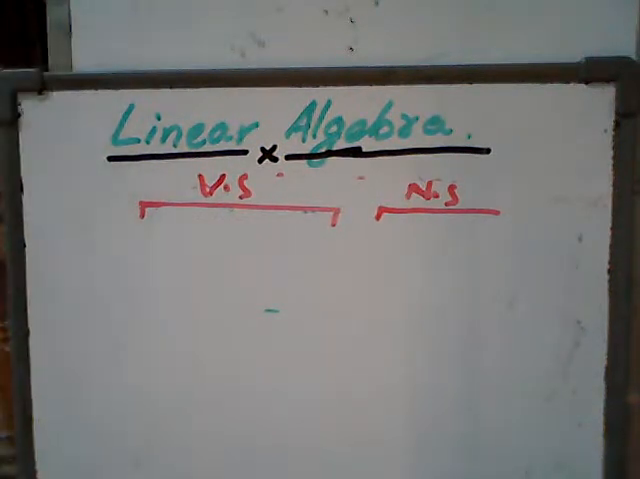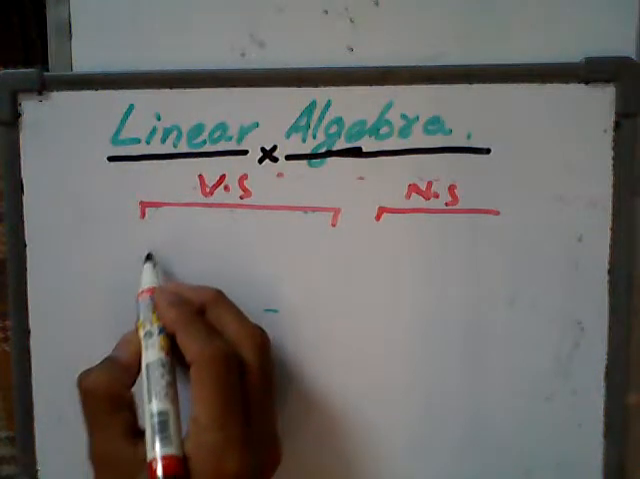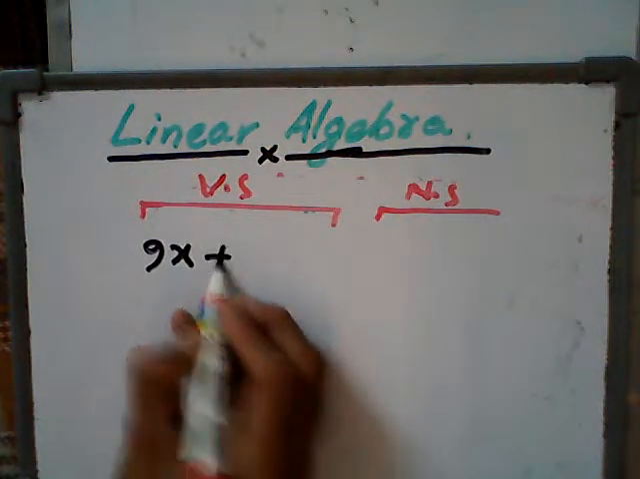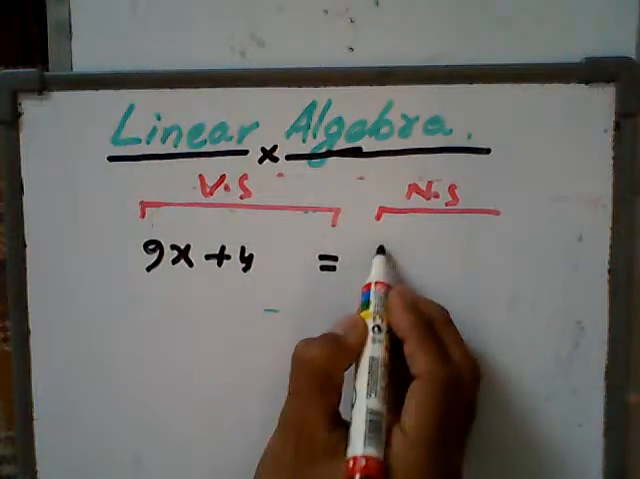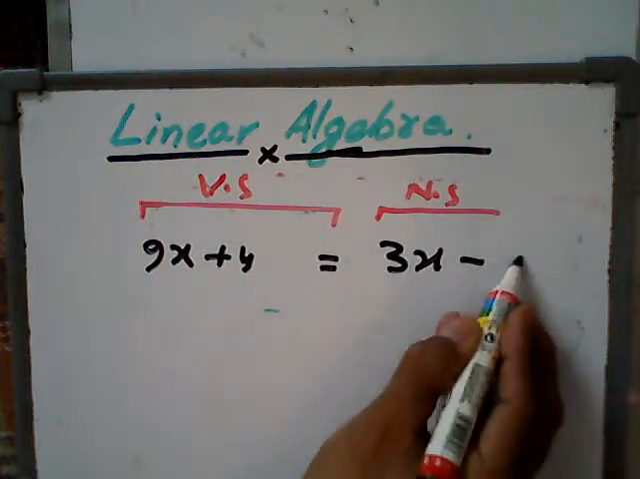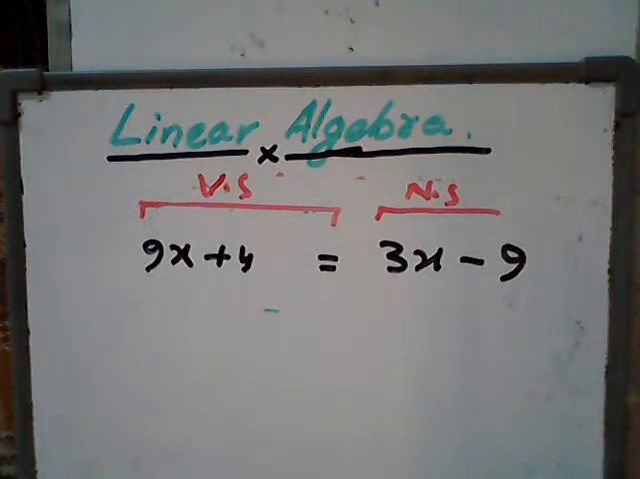Now the next question. This is an interesting question: 9x plus 4 is equal to 3x minus 9. Here we could see that again we'll be checking which is the right place and which is at the wrong place. So we'll be looking for those numbers which are in the right place and which are in the wrong place. So now let's mark it.